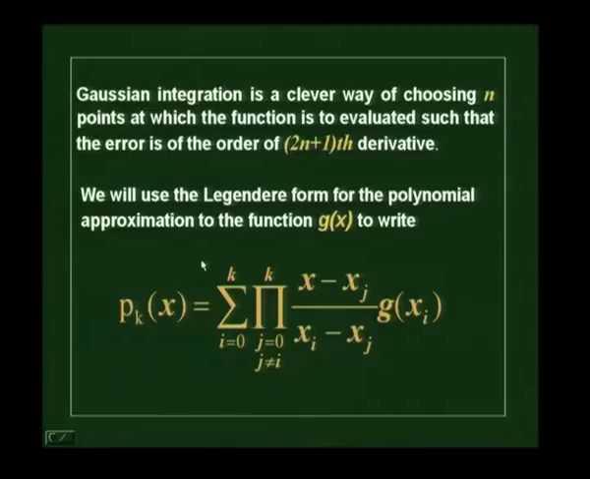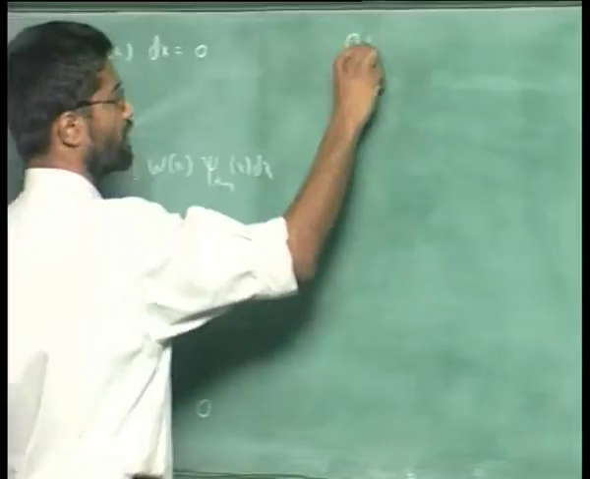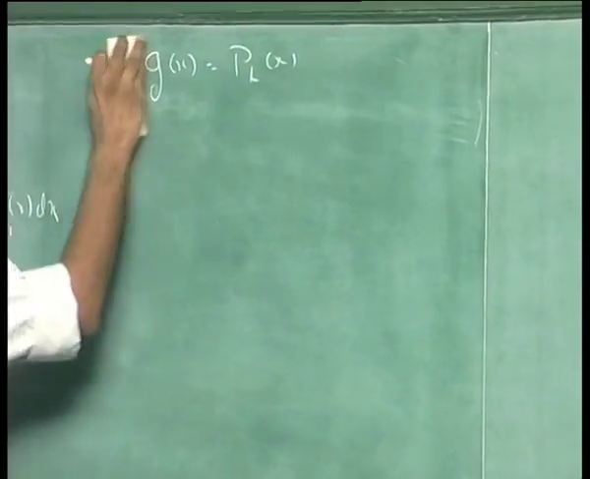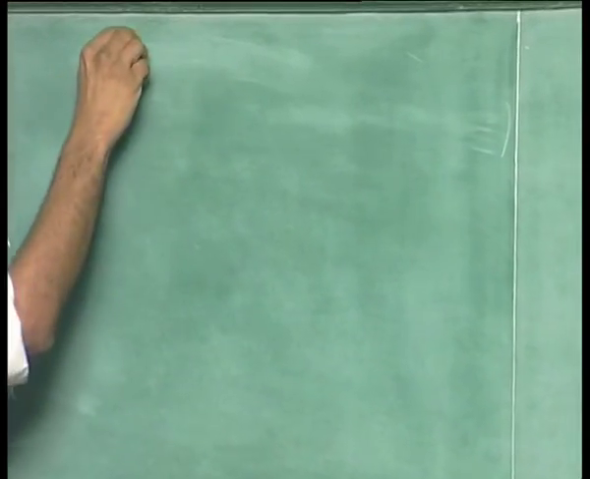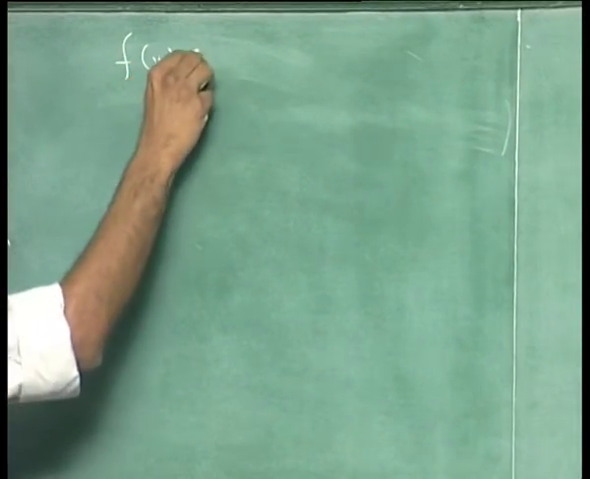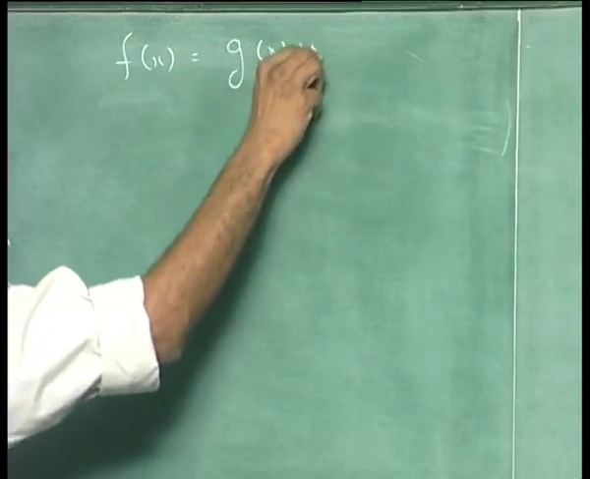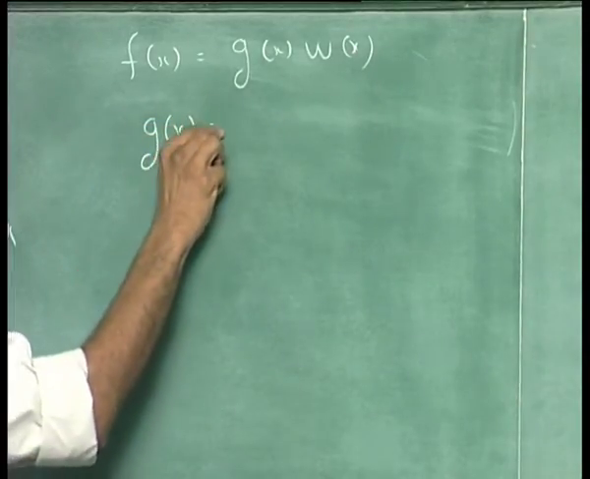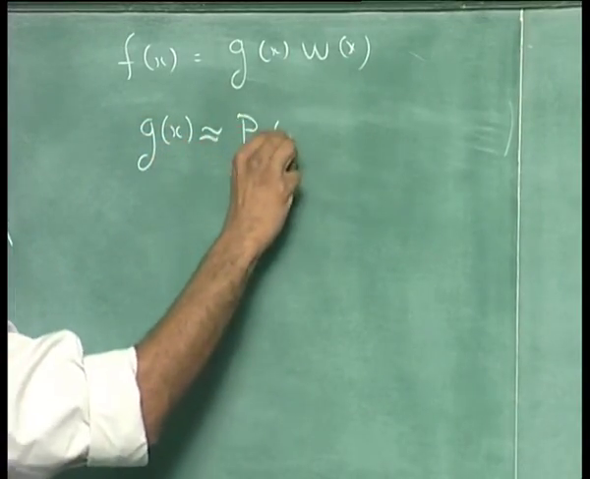Now, what is the polynomial? To do that, we write the polynomial in the Legendre form. We have seen this in polynomial interpolation. So we write the polynomial in the Legendre form when we want to write g of x as p k of x. Let's write the two steps. The function f of x which you want to integrate, we write as g of x into w of x. And then we approximate g of x by p k of x.